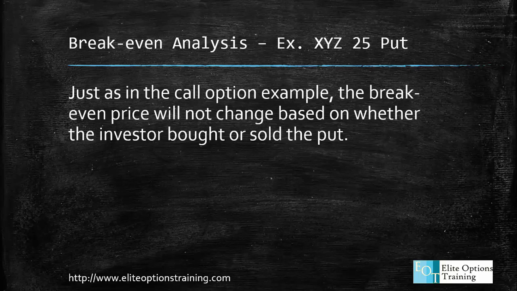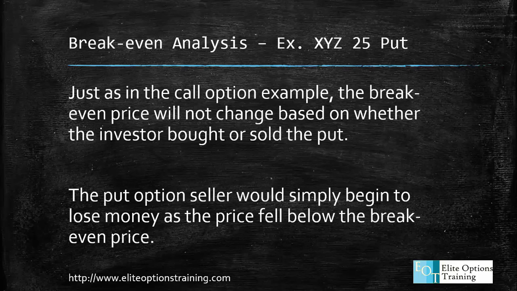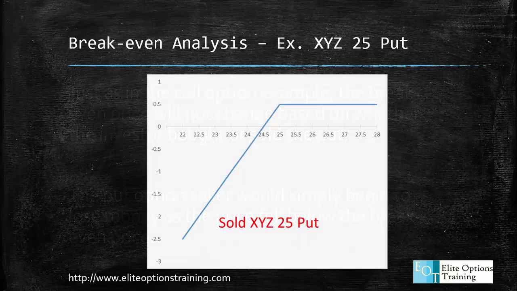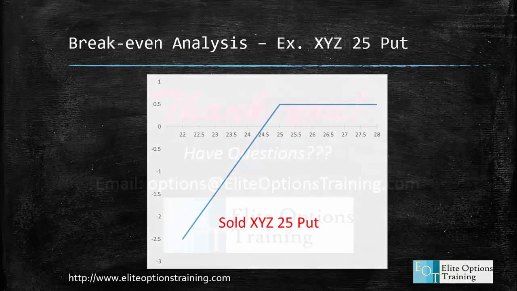Just as in the call option example, the break-even price will not change based on whether the investor bought or sold the put. The put option seller would simply begin to lose money as the price fell below the break-even price. And here's a payoff example of that. So as you can see, the seller is keeping the 50 cents premium for every stock price higher than the $25 strike. But once that break-even price is reached, the seller will begin to lose money as the stock continues to fall.